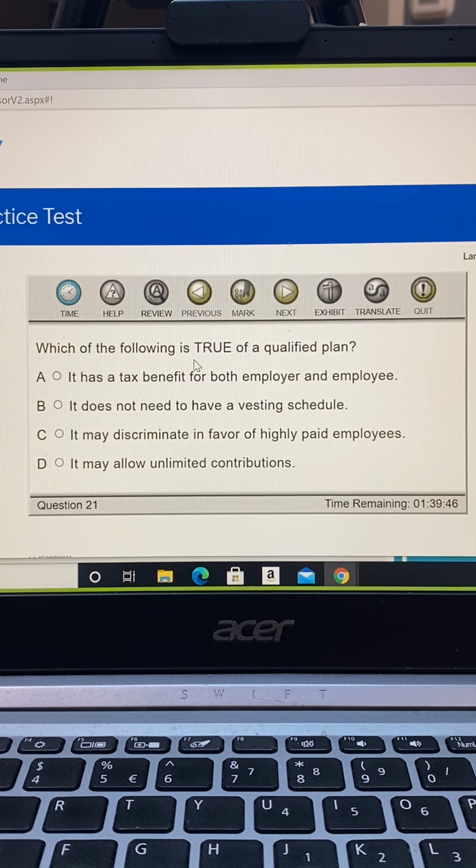Which of the following is true of a qualified plan? It has a tax benefit for both employer and employee. It does not need to have a vesting schedule. It may discriminate in favor of highly paid employees. It may allow unlimited contributions. It has a tax benefit for both employer and employee. Exactly.